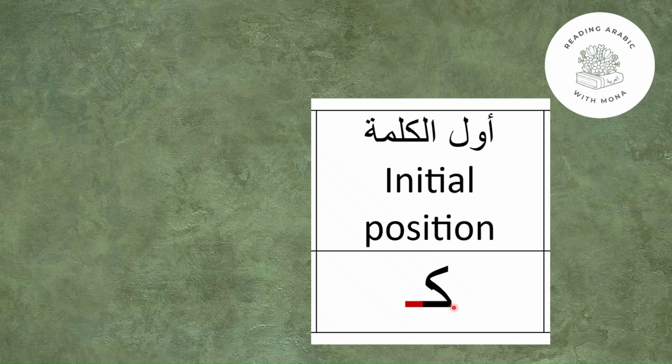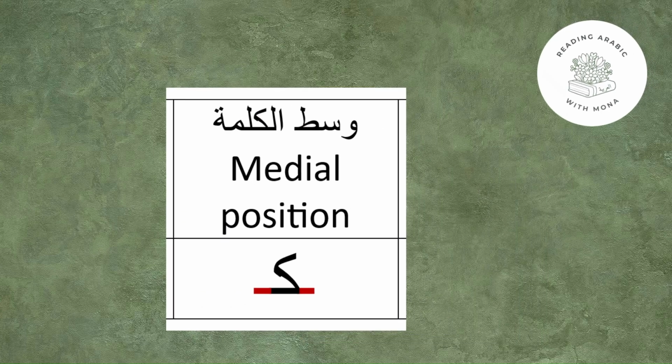Here it starts with a slanted line to the left, and then it goes to another slanted line to the right, as if it's a zigzag. And of course, we extend the line to connect it to the next letter. In the medial position, we have the same thing. We have this new look of the kaf, the same inverted Z or the letter Z here, and then we have an extended line to the right and to the left.